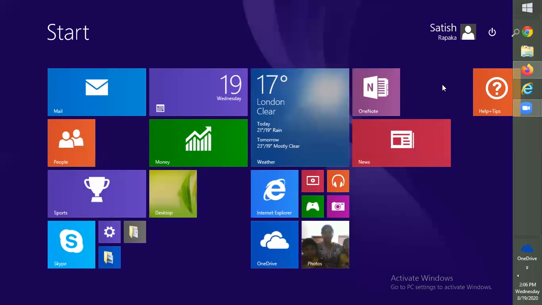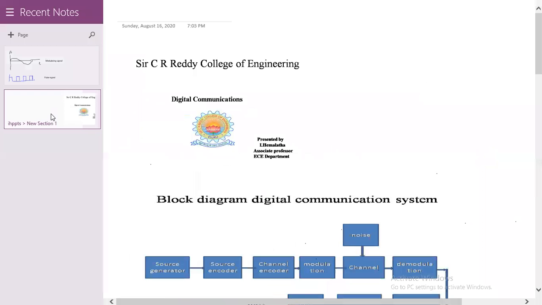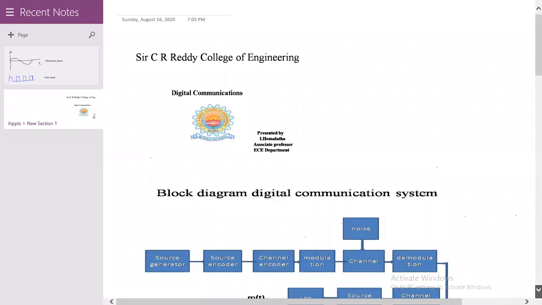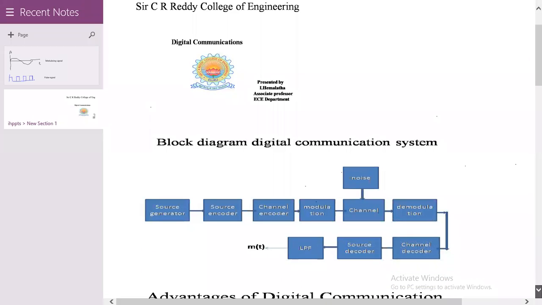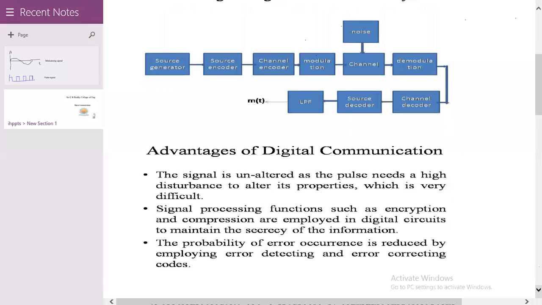Okay. So today we will discuss the advantages of digital communication system. In a digital communication system, the source encoder and channel encoder are present. The source encoder converts the message signal, which is in electrical form, into discrete form. Then the channel encoder is used. Different digital modulation techniques are used, after which the signal is transmitted. So these are the important blocks.